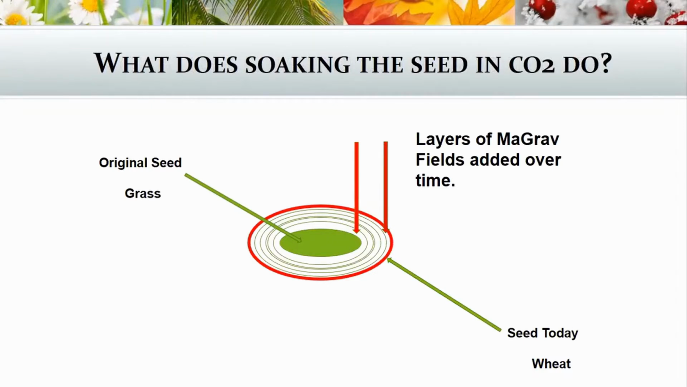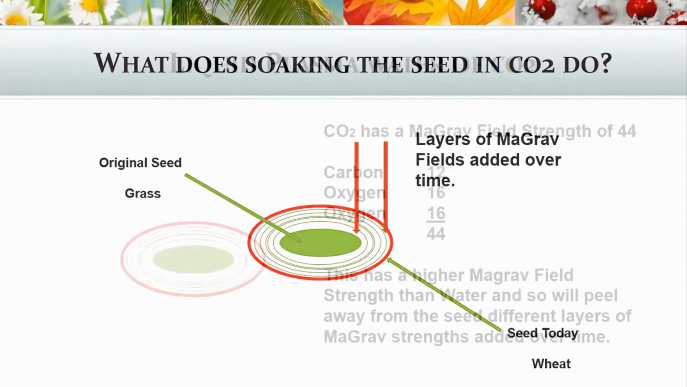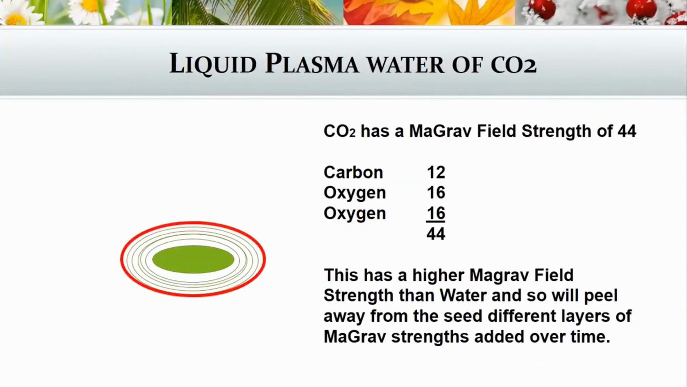Now, what will happen when we soak these seeds in CO2? When you have a look at the CO2, it has a MaGrav field strength of 44. So you add up your carbon and your two oxygens and it gives you 44. Now, we've shown you earlier on that the water had a MaGrav field of 18. So now, if you're adding your CO2, your liquid plasma water, you're now exposing the seed to a MaGrav field of 44 instead of 18.